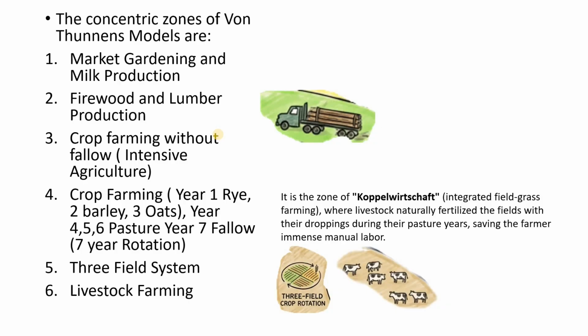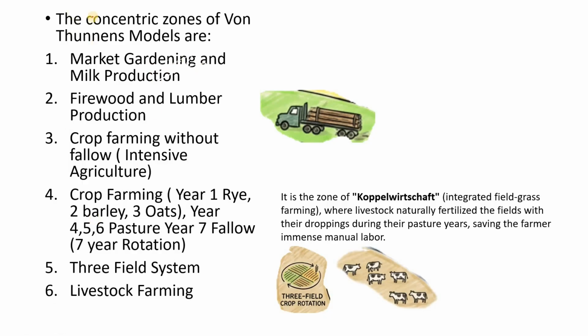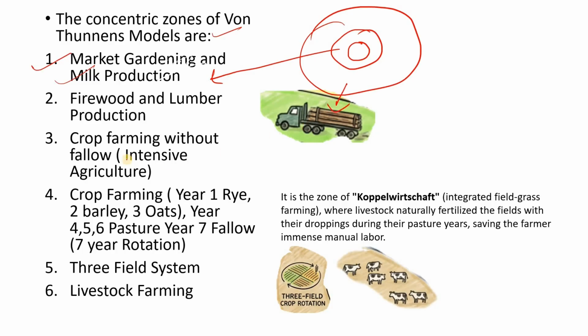Let's see what the concentric zones are. Theoretically, let's understand it again. First of all, the concentric zones of the von Thunen model: the first ring is market gardening and milk production. Second is firewood and timber. Third is crop farming without fallow, intensive agriculture. Then crop farming with a 1 year rye, 2 year barley, 3 year oats, years 4, 5, 6 pasture, and a 7 year rotation.